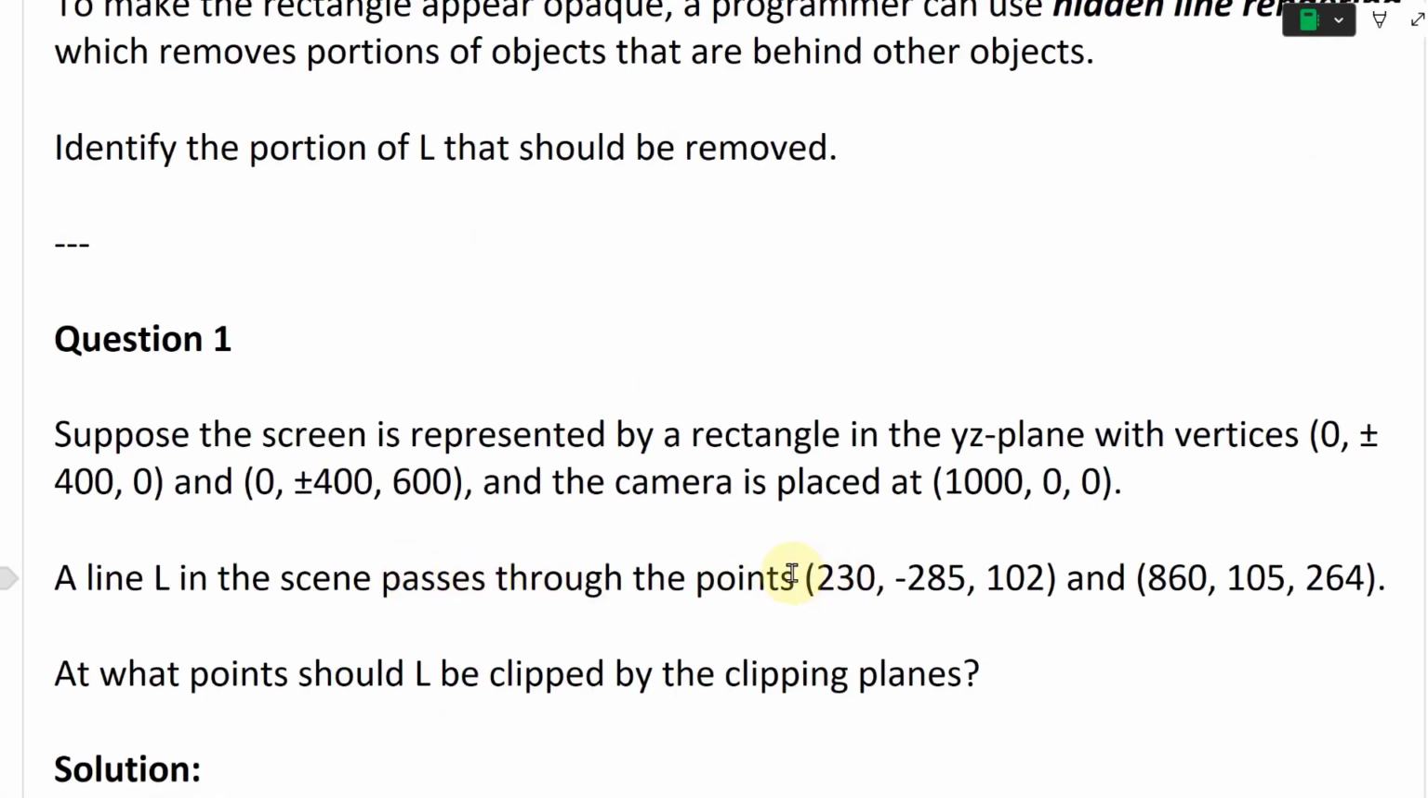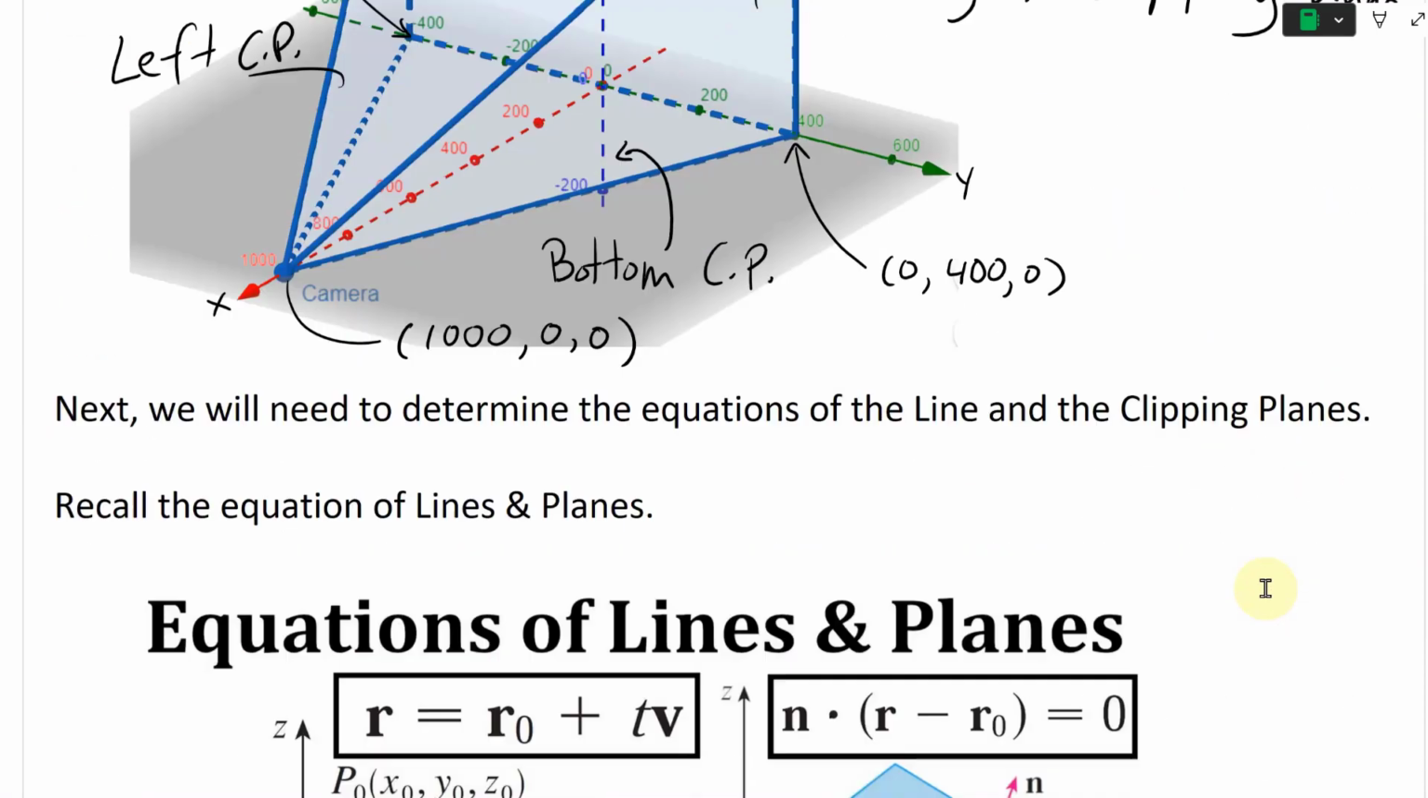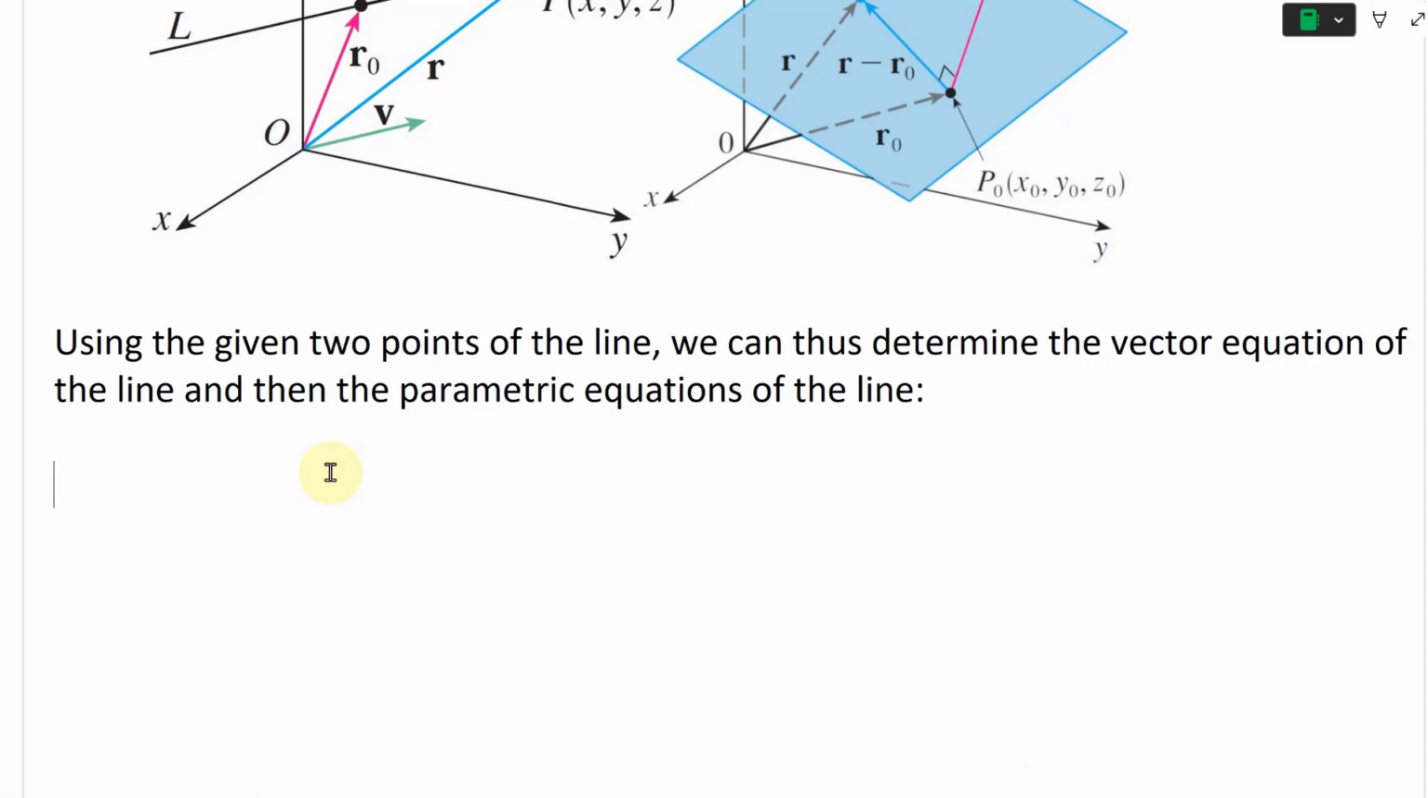So we have the 2 points here: 230, negative 285, 102, and 860, 105, 264. Let's just write this down manually for now. The r vector equals r naught plus t v. For r naught, we'll choose a point on the line, a vector pointing to it. It's going to be 230, with triangle brackets for the vector: 230, negative 285, and then I think 102.